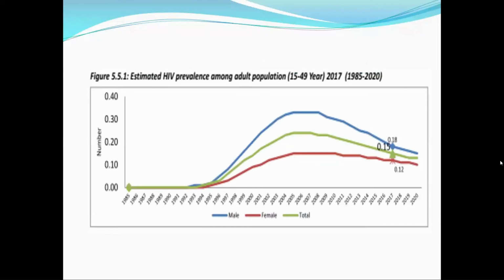In 2017, which is the latest data, prevalence is 0.15. A year before, it was 0.17, but in 2017 the prevalence is 0.15. So at least we have to remember the prevalence of HIV, that is 0.15 per 1000, with male 0.18 and female 0.12.